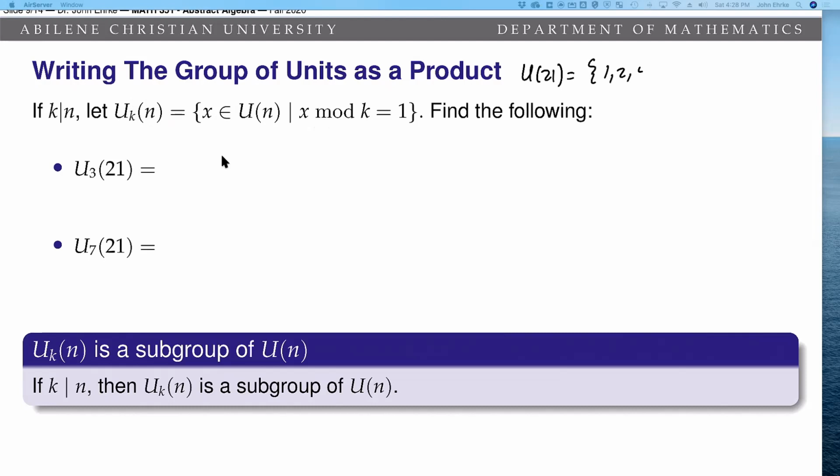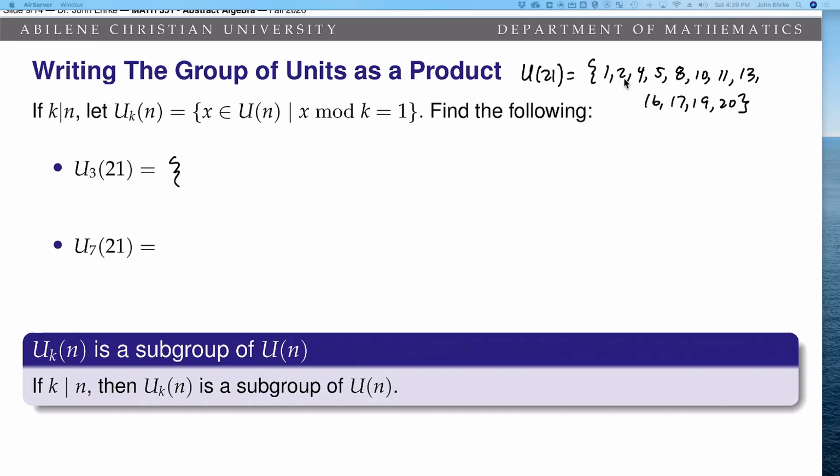They are 1, 2, 4, 5, 8, 10, 11, 13, 16, 17, 19, and 20. And we're looking out of that list for all of the elements that are also relatively prime to 3. Or rather, you're relatively prime to n, but you're equivalent to 1 mod k. So you're 1 more than a multiple of k, right? So all the elements that are 1 more than a multiple of 3.